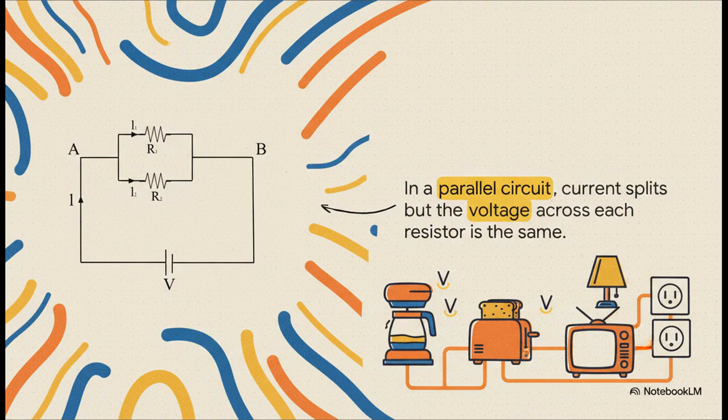This is exactly how the wiring in our homes works. It's all in parallel. That way, every appliance, whether it's a lamp or your TV, gets the same full voltage from the outlet, and you can turn them on and off independently.